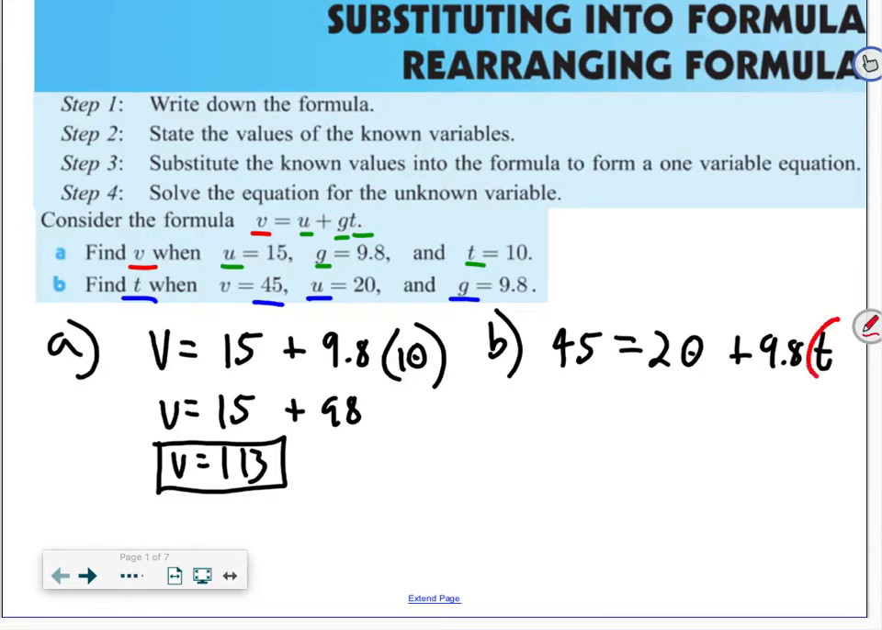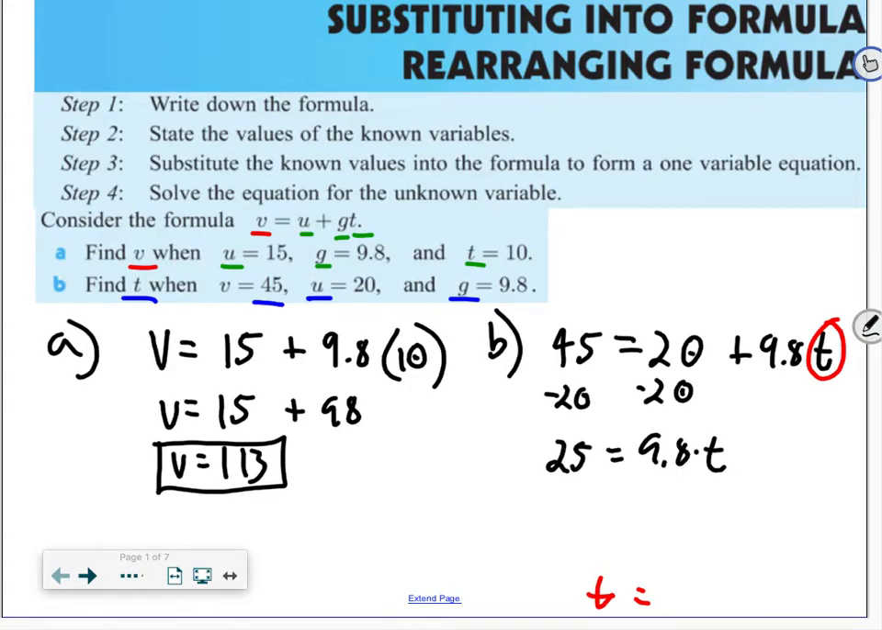So I'm going to isolate my t. I always kind of like to circle and know that my goal is to eventually get down here what t is equal to. So I'm trying to isolate t. First thing I'm going to do is undo the adding 20. So I'm going to subtract 20 from both sides, and I get 25 is equal to 9.8 times t.